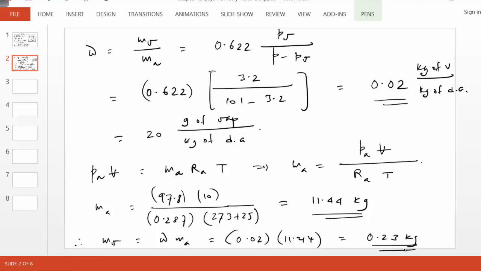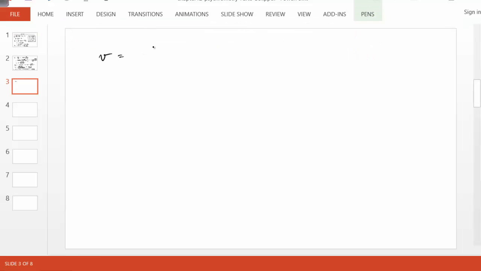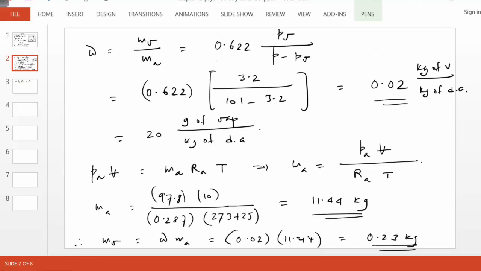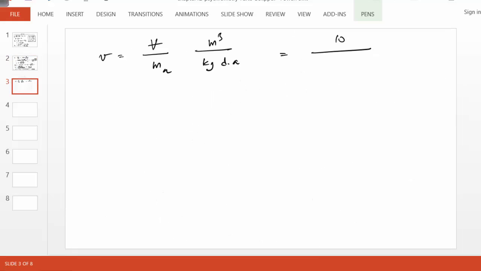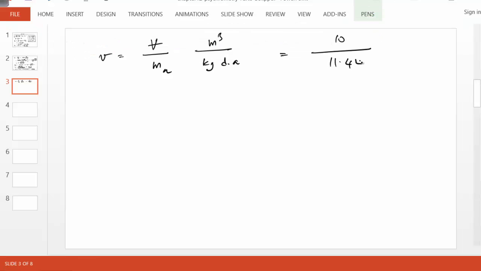The specific volume is quite simple because we know the volume of the tank. Recall that specific volume is defined as volume per unit mass of dry air, meter cube per kg of dry air. Volume is given in this problem, 10 meter cube, and mass of dry air we just calculated to be 11.44, and that gives us specific volume to be about 0.874 meter cube per kg of dry air.